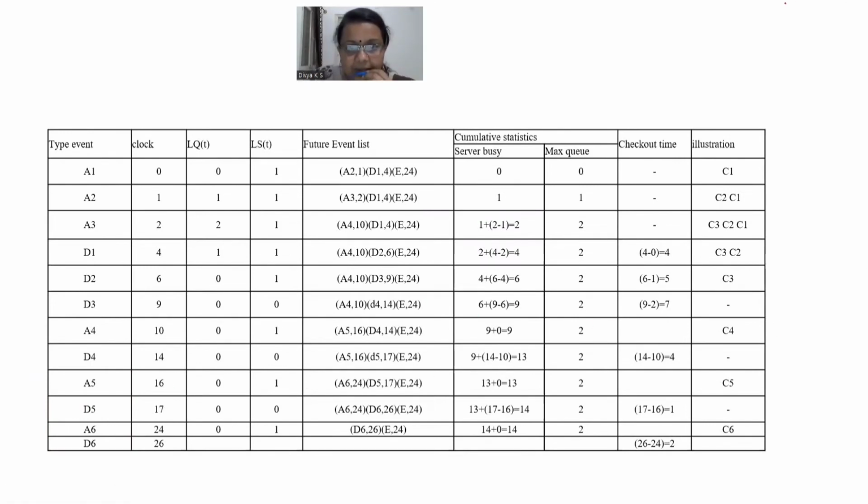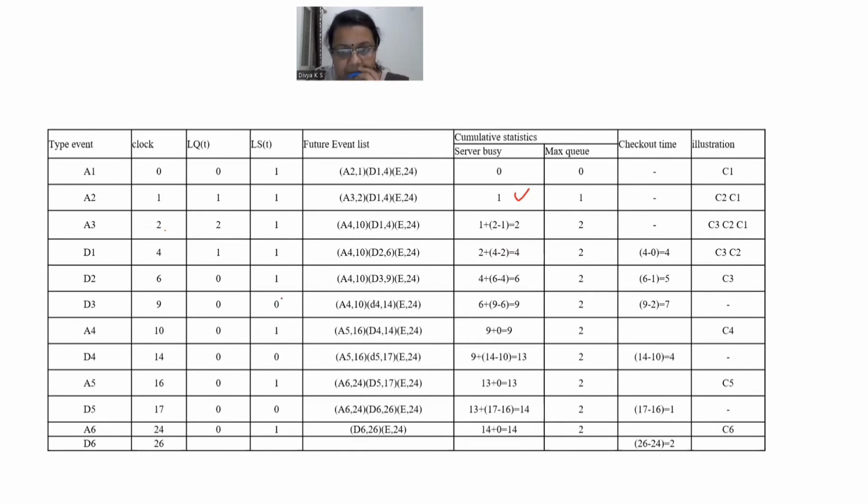This is my pen. Okay. See, server busy starts with 0. Here, see 1. So clock previous 1 plus 1 minus 0 is 1. So next, 1 plus 1 plus 2 minus 1 is 2. 2 plus 4 minus 2 is 1. Like that it is coming.